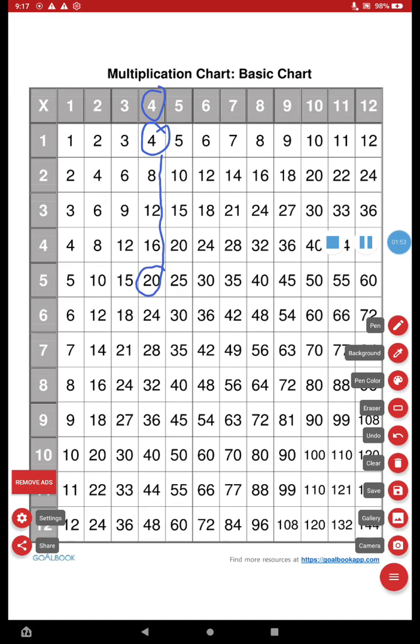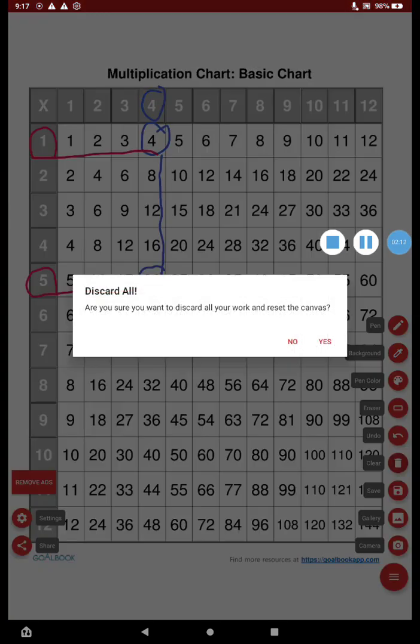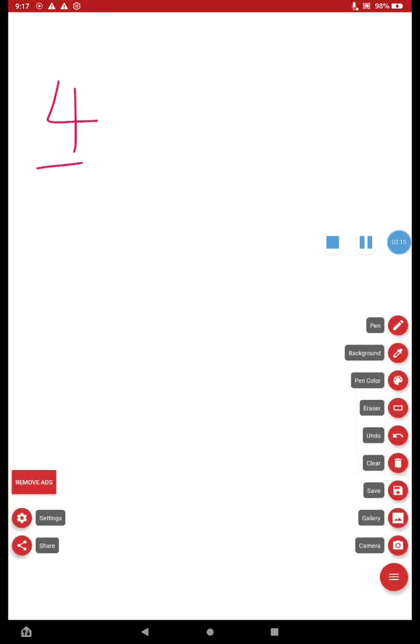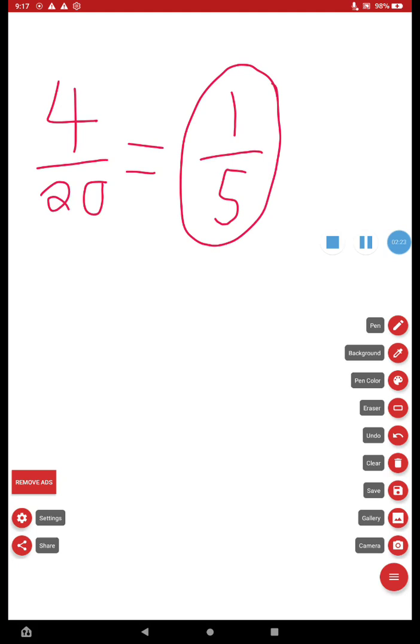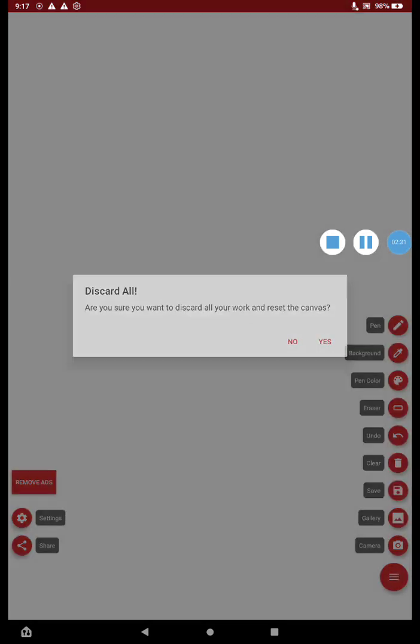4 over 20. Now, I go all the way to the left until I'm at the gray bar. 20 becomes a 5. 4 becomes a 1. So 4 over 20 can be simplified to be 1/5. And that's my answer. That's in lowest terms, right? Because the number 1 is smaller than 4, and the number 5 is smaller than 20. 1/5.